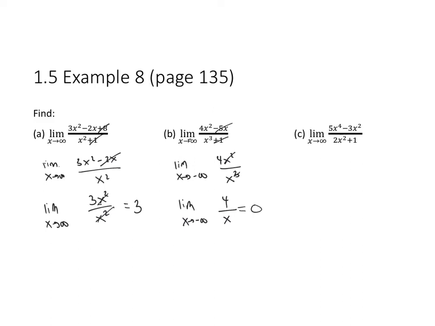Now let's take a look at when the numerator is higher than the denominator. So again, because we're going to infinity, this is the only time we have the privilege of doing this. We cancel off everything that's not the highest exponent. So we have the limit as x goes to infinity of 5x to the 4th over 2x squared. And I can reduce this to the limit as x goes to infinity of 5x squared over 2.